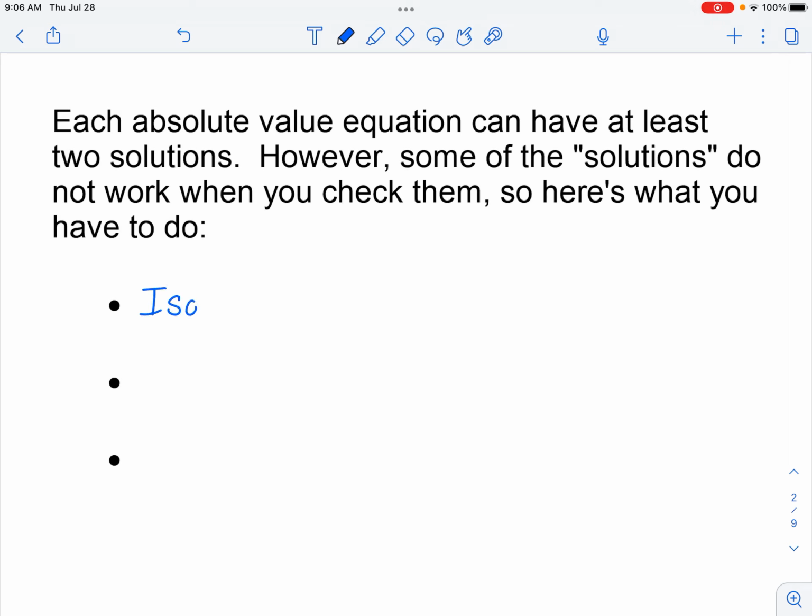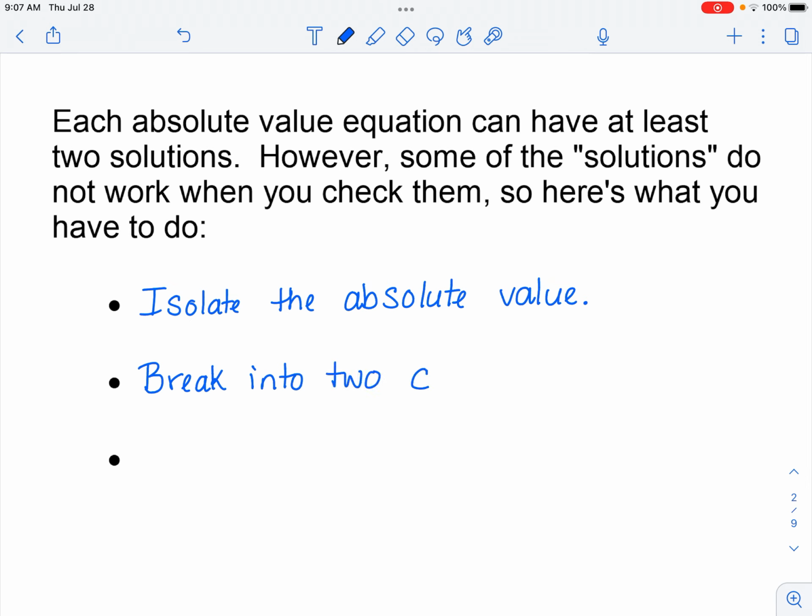Step 1 is to isolate the absolute value. So we want the absolute value expression to be completely isolated. Now, many times that will already be done for us and we don't need to do the first step. But if we see numbers or terms outside of the absolute value, we've got to move those around so it just says absolute value equals and then something on the right-hand side. Okay. Then we're going to break into 2 cases and solve each one.